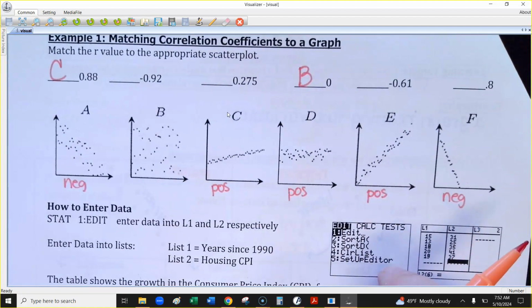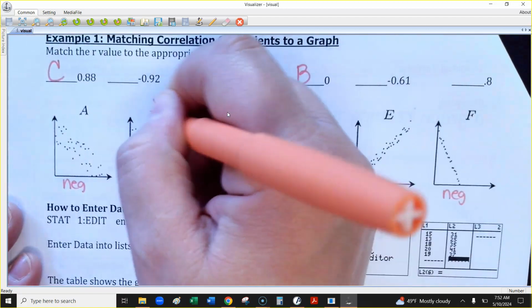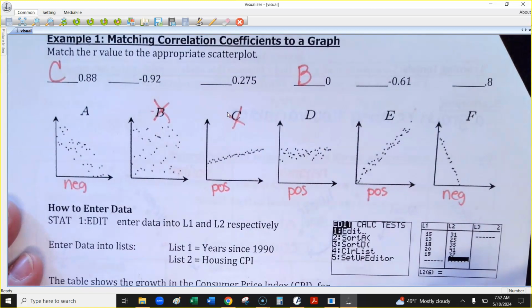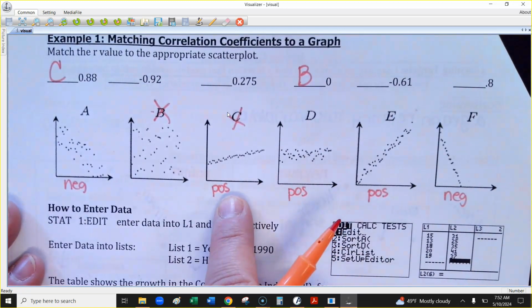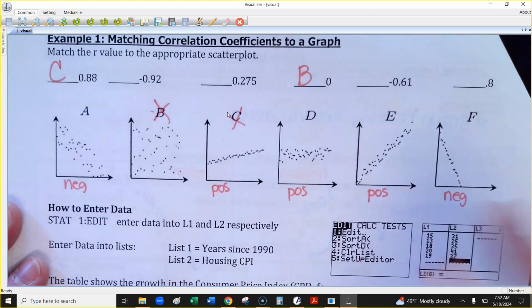So we use C and we use B. Which one still is positive? Pretty tight together, but not quite as tight as the dots on letter C. Which one would you pick? What do you think? Yes.